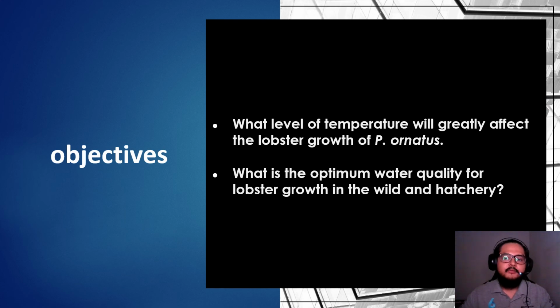The objective of this research is to study at what level the temperature will affect the lobster growth of P. ornatus, and second, what is the optimum water quality for lobster growth, whether in the wild or in the hatchery.